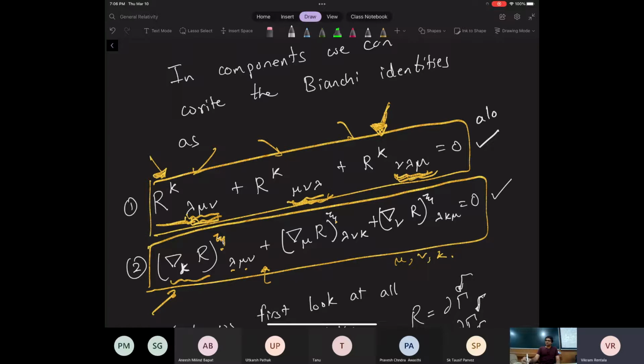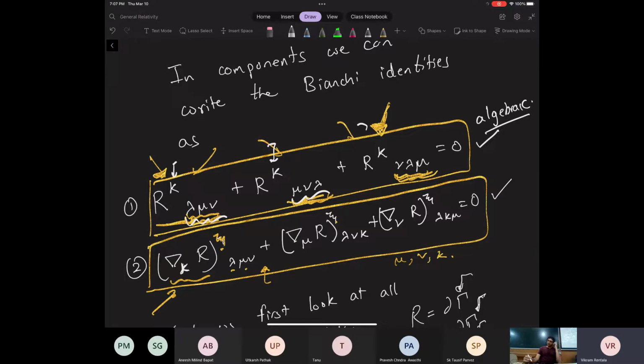The first one is an algebraic constraint, which means that it doesn't involve any derivatives. It's just some combination of the Riemann tensor components. You add them, you get zero. The way to remember it is you keep this upper index fixed, and the lower indices, if you cyclically permute them, the sum of that is zero.